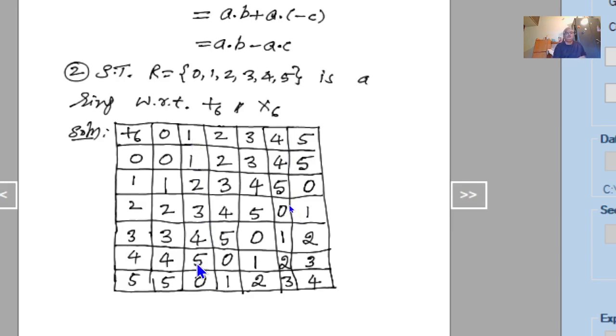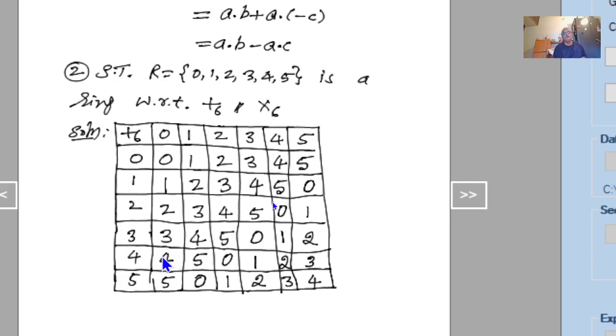And then if you observe the table, the first row is 0, 1, 2, 3, 4, 5. The first column is 0, 1, 2, 3, 4, 5. The second row is 1, 2, 3, 4, 5, 0. The second column is 1, 2, 3, 4, 5, 0. The third row is 2, 3, 4, 5, 0, 1. The third column is 2, 3, 4, 5, 0, 1. The fourth row is 3, 4, 5, 0, 1, 2. The fourth column is 3, 4, 5, 0, 1, 2.